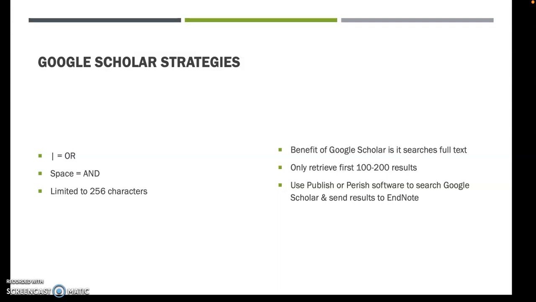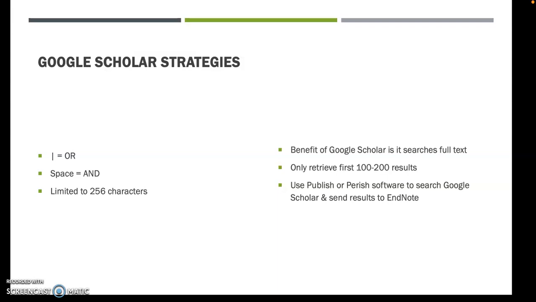Some benefits of using Google Scholar is that it searches full text. First of all, Google Scholar is not a database, it is a search engine. And because it's a search engine, it searches the full text of the article. So that's one advantage over PubMed, Embase, Web of Science. Those all search your title and your abstract, but they don't search the full text of the article.